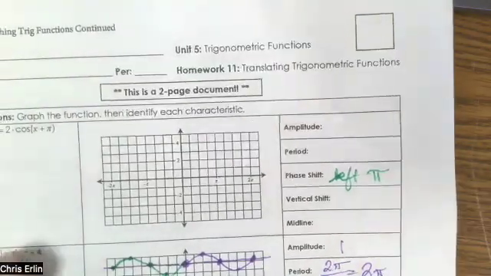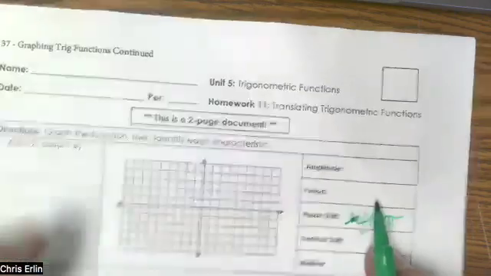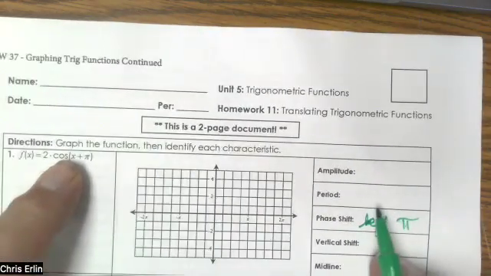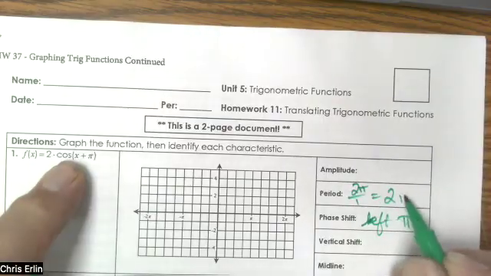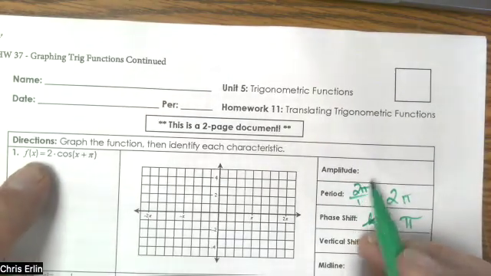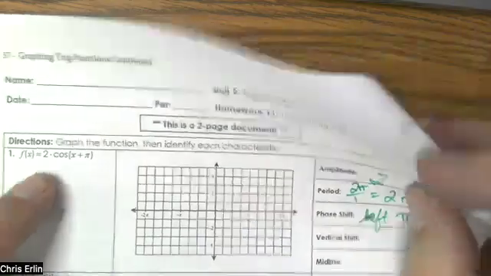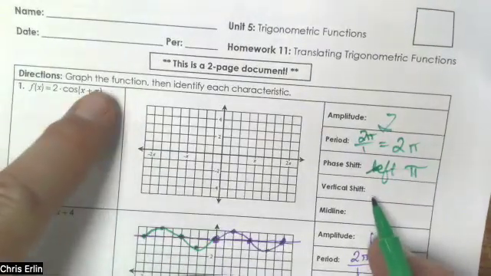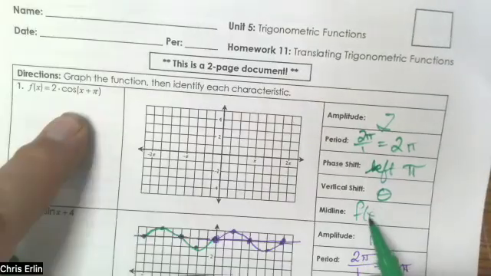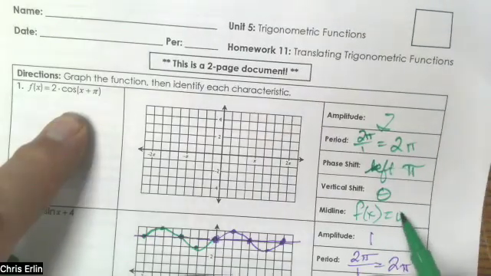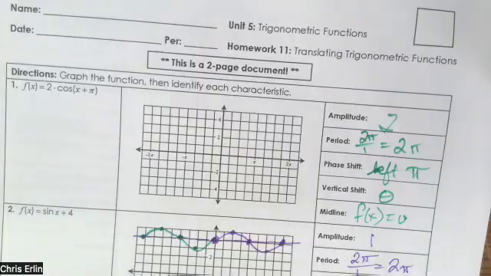Pi units. What's the period going to be for this one? It's going to be 2 pi divided by 1, which is still 2 pi. Good. What's the amplitude? 2. Good. Does it have a vertical shift? Nope. So what's the midline? 0. Good. Stays where it normally is. F of x equals 0. Now, the difference here is this isn't sine. This is cosine.